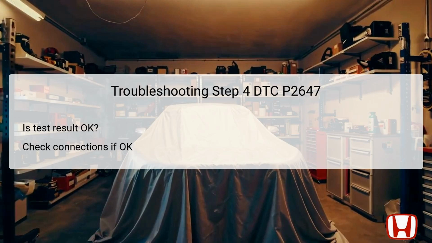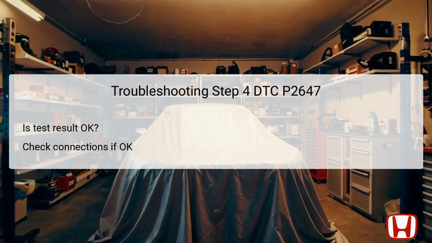Following the VTEC test, evaluate the results obtained. If the result indicates that the system is functioning correctly, it may suggest an intermittent failure. In this case, it is crucial to check for poor connections or loose terminals at the rocker arm oil pressure switch, the rocker arm oil control solenoid, and the engine control module, ECM. Loose or corroded electrical connections can intermittently disrupt signal integrity, falsely triggering a DTC.